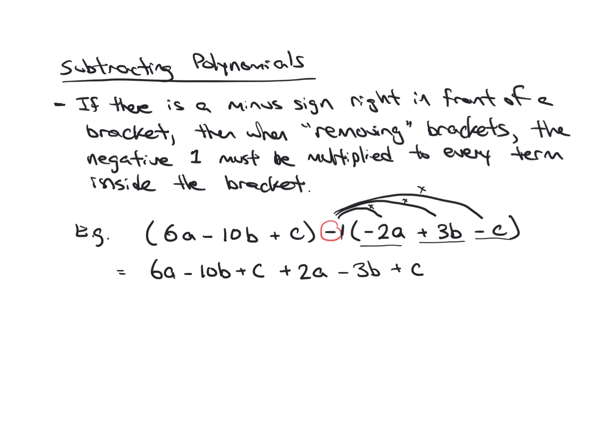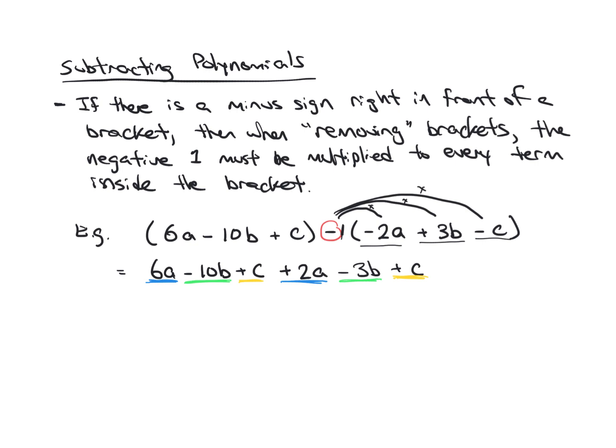Okay, now we can go on and do what we did before, just when adding polynomials. Look for like terms. Do it quicker this time. I have 6a and 2a. Those are like terms. Underline them blue. I'll use green for the next like term, so -10b and -3b. Those are both b terms. And then finally, plus c, I'll use yellow.